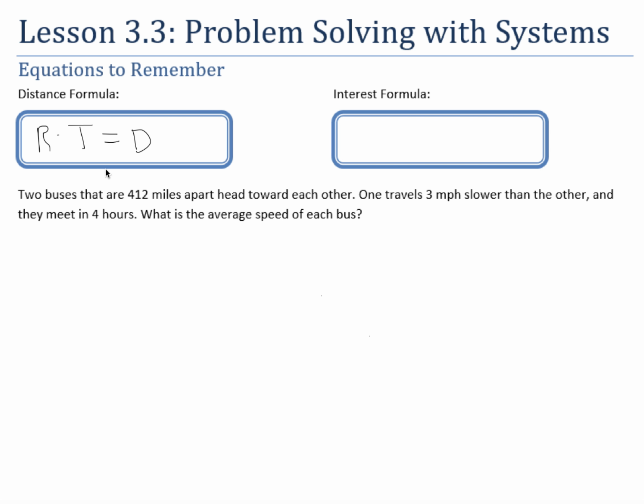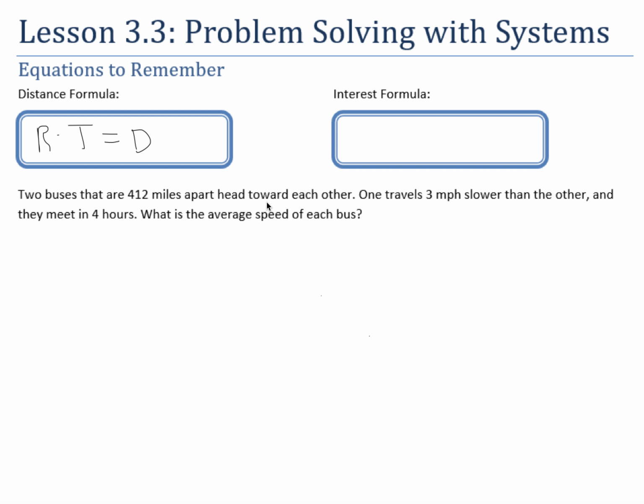And now that we have another way of solving things, solving systems of equations, I believe these problems become a little bit easier. So we're going to go through this first example with our distance formula, rate times time equals distance. Two buses are 412 miles apart. They head toward each other. One travels 3 miles an hour slower than the other, and then they meet in 4 hours. What's the average speed of each bus?